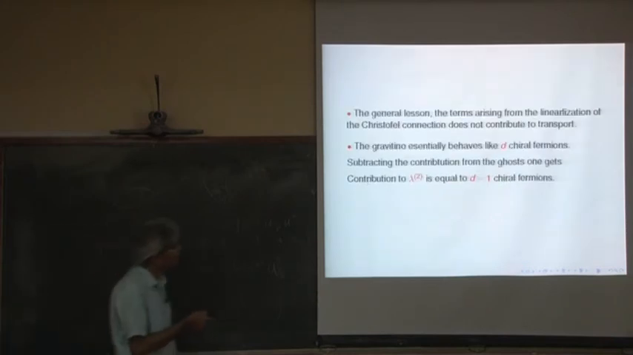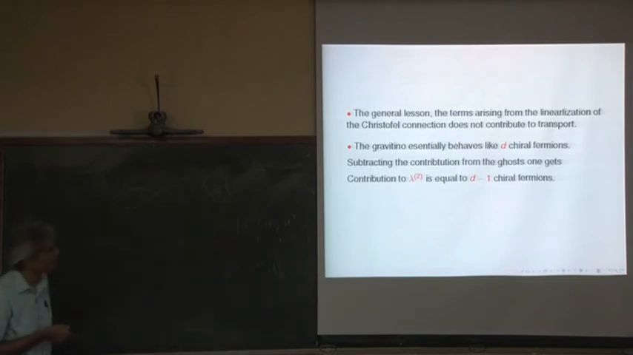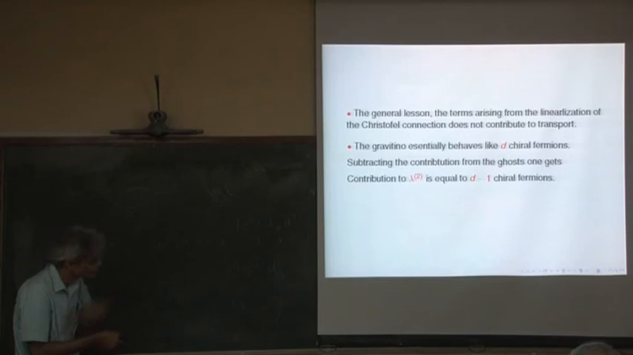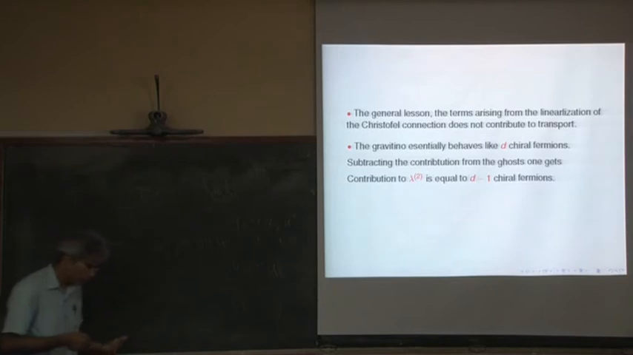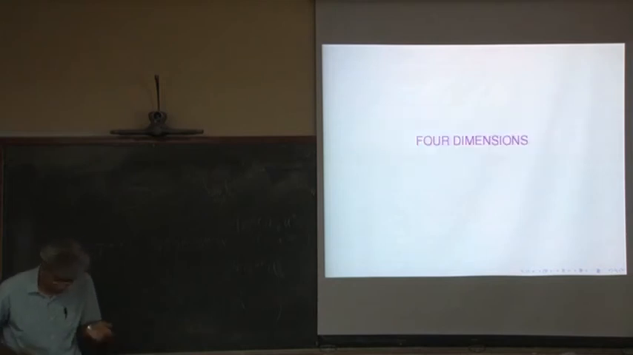So the general lesson is that terms arising from the linearization of the Christoffel connection do not contribute to transport at zero momentum, and so basically the Gravitino behaves like d chiral fermions, and we have to subtract out, and it's equal to d minus 1. This feature, of course, we carefully checked in the 6-dimensional case. In 4 dimensions, I will come to that later. In 4 dimensions, gravitinos don't contribute to pure gravitational anomalies, and therefore that question doesn't arise there.